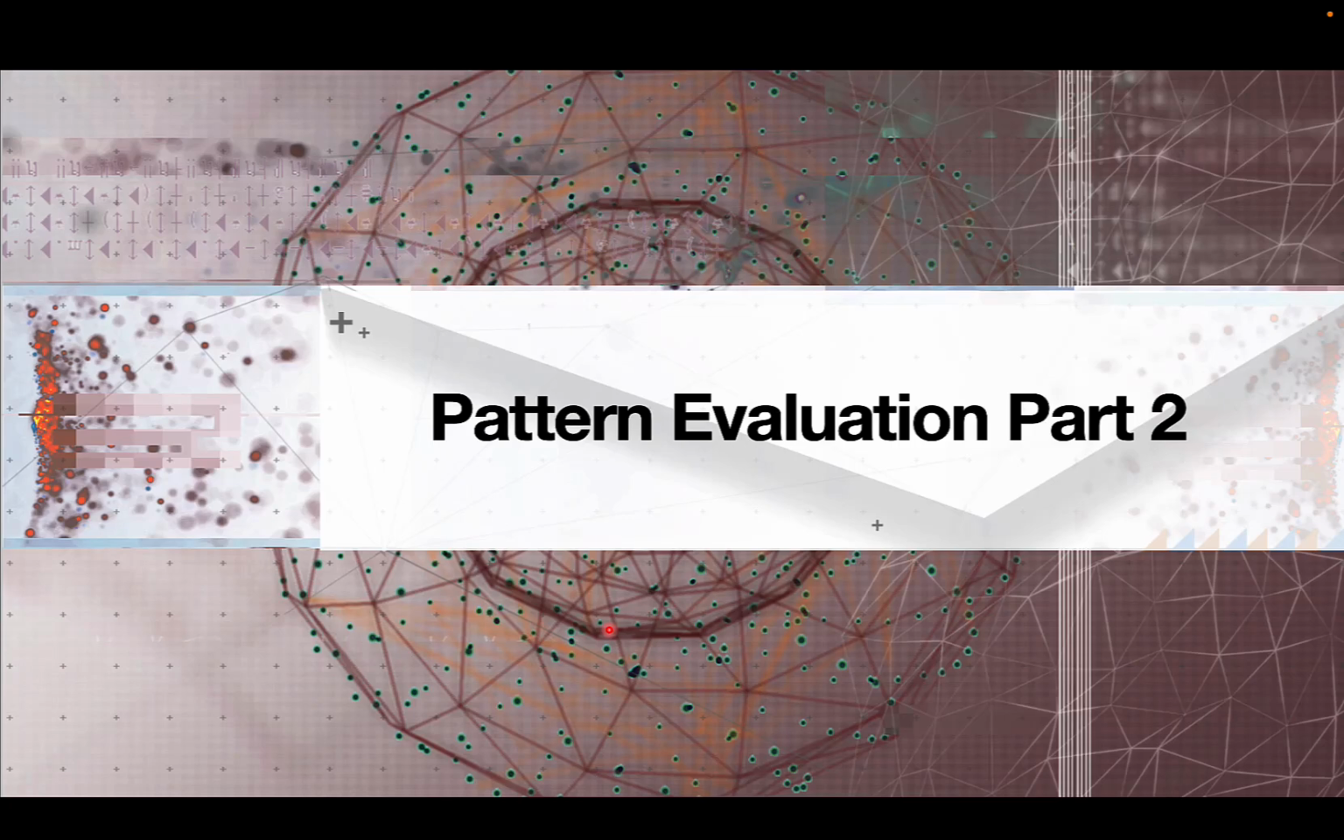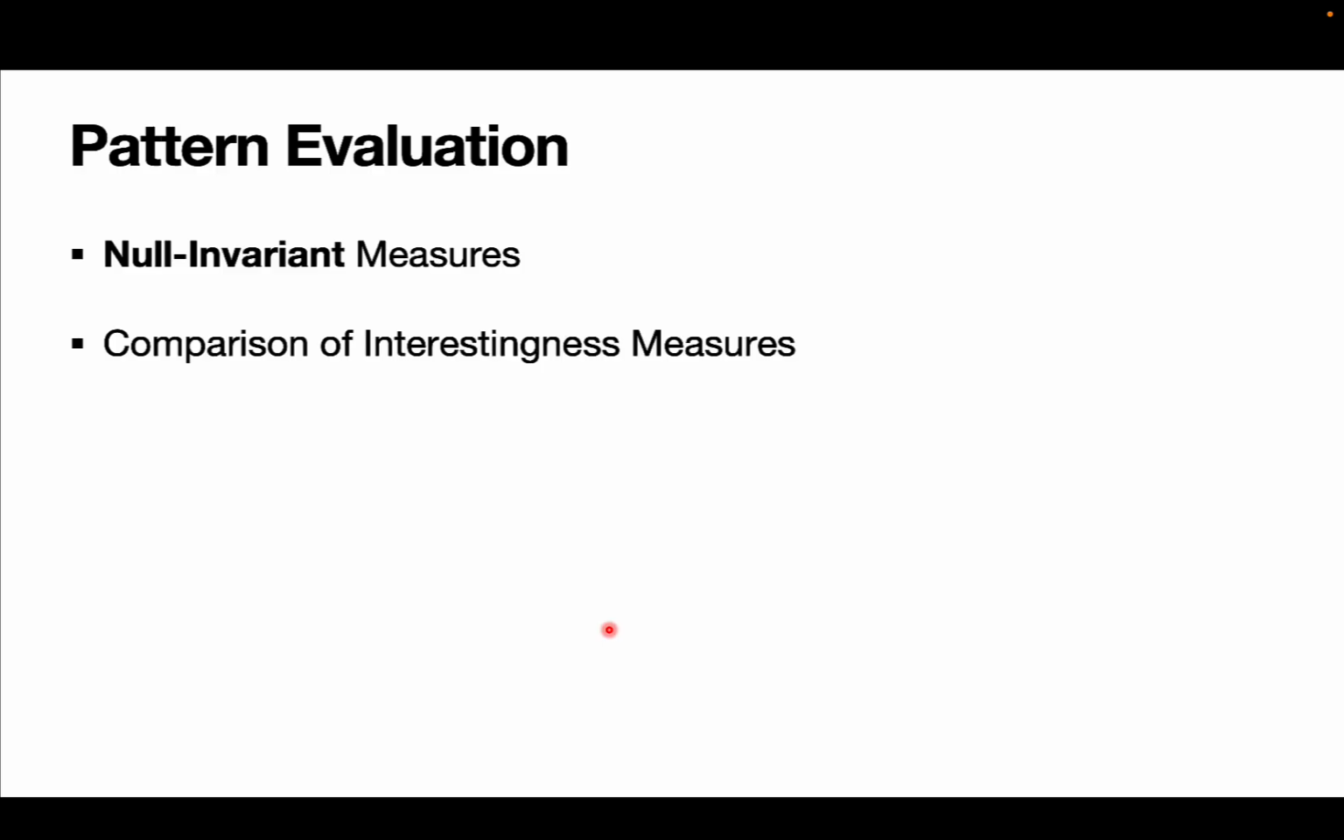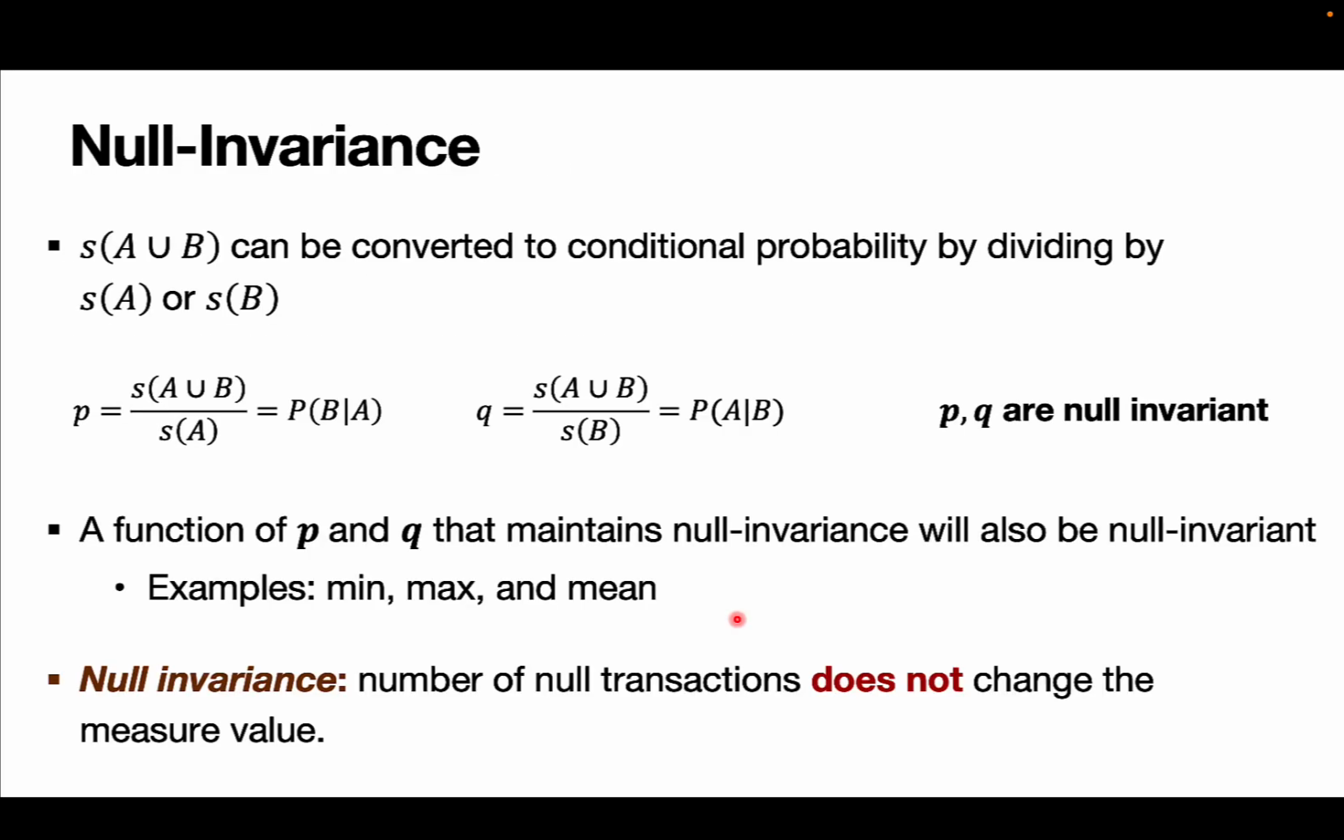In this lesson, we continue discussing pattern evaluation. We will go over null-invariant measures and compare different interestingness measures. To understand the composition of an invariant measure, the key is to convert support of A and B to a conditional probability by dividing by either support of A or support of B.